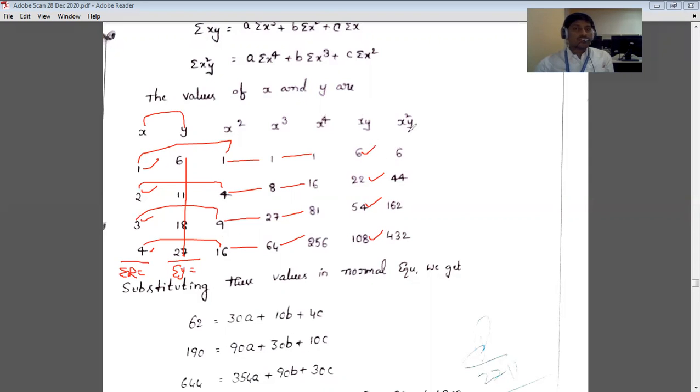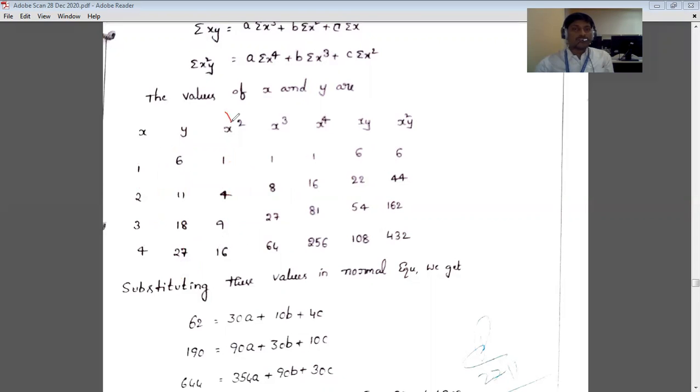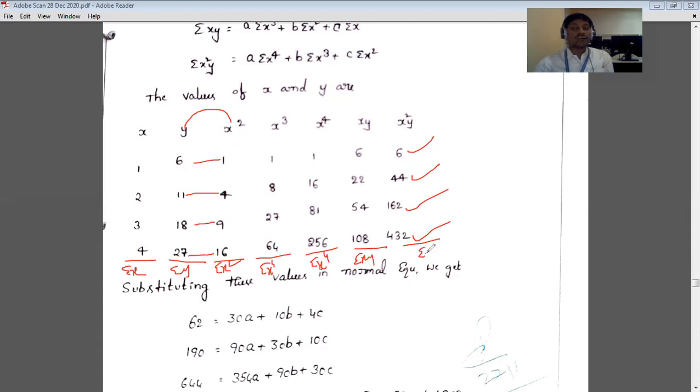Next, x square y: we need to multiply these two. 1 into 6 is 6, 4 into 11 is 44, 9 into 18 is 162, and 16 into 27 is 432. By adding these, we get summation x, summation y, summation x square, summation x cube, summation x power 4, summation xy, and finally summation x square y.